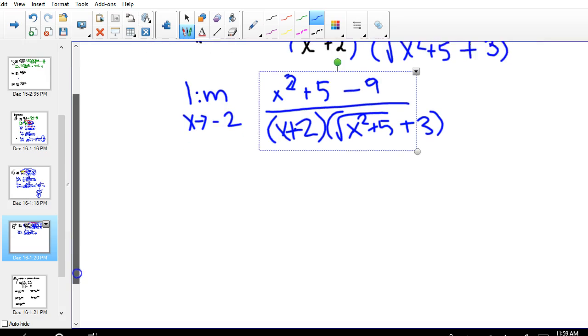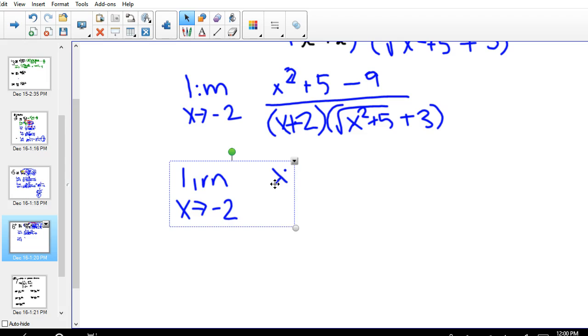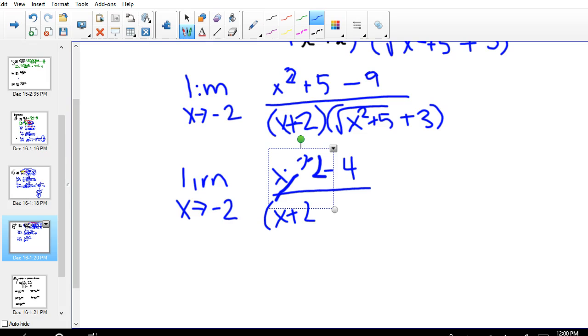Now, here's the problem. This is why this problem's a little harder than the others. Look what happens when I combine my 5 and my 9 here. I'm going to have the limit as x approaches negative 2 of x squared minus 4 over x plus 2 times the square root of x squared plus 5 plus 3.